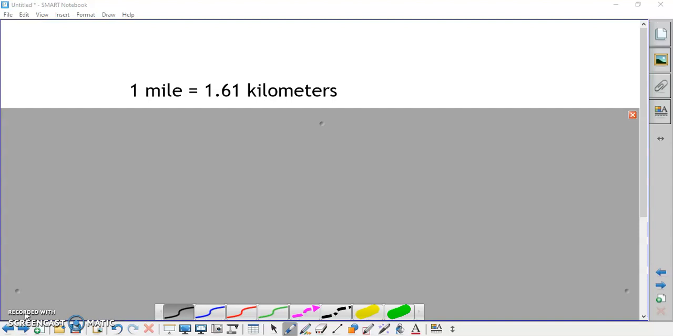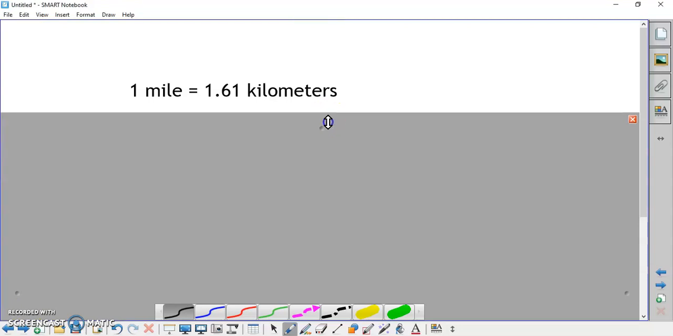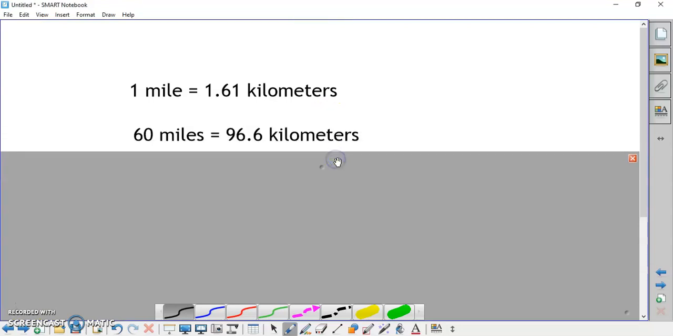If you had to drive 60 miles to the nearest town, and if 1 mile equals 1.61 kilometers, then 60 miles equals 96.6 kilometers. Keep in mind that miles and kilometers represent long distances. Long distance runners run 10K races. That's a 10-kilometer race.